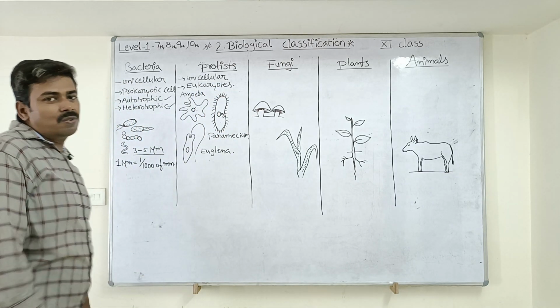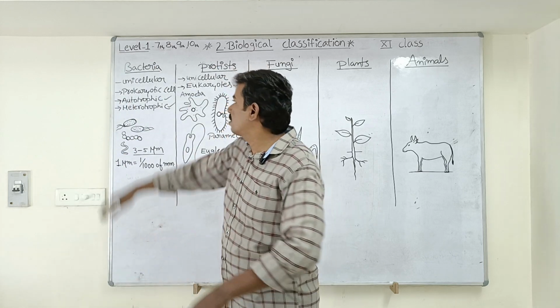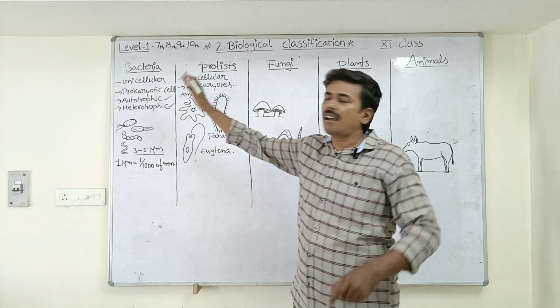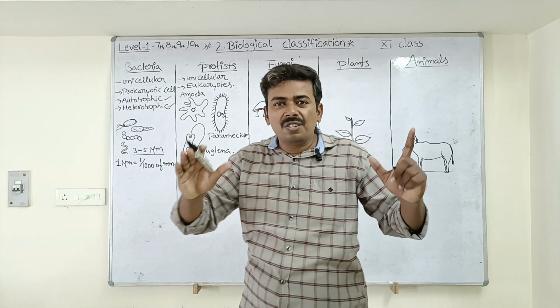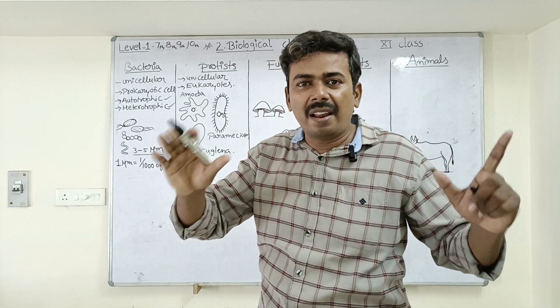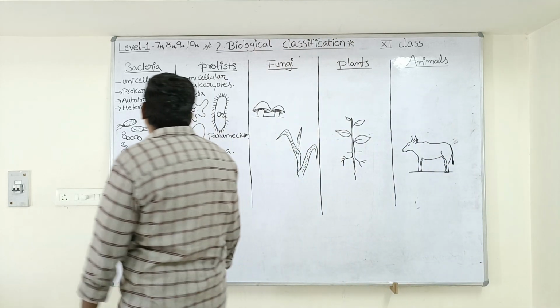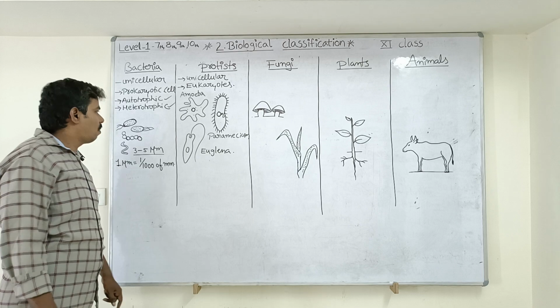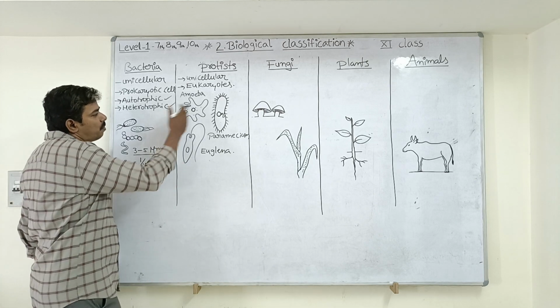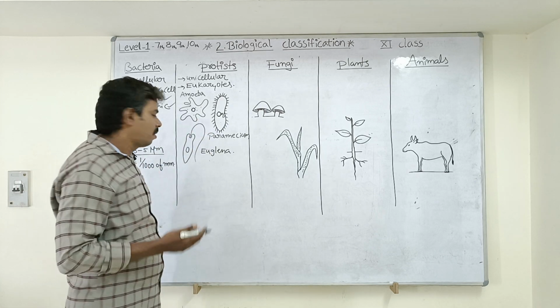All the protists are unicellular eukaryotes and the bacteria are unicellular prokaryotes. Understood, students? Am I correct? Now, what about the nutrition? How will these protists obtain their food?